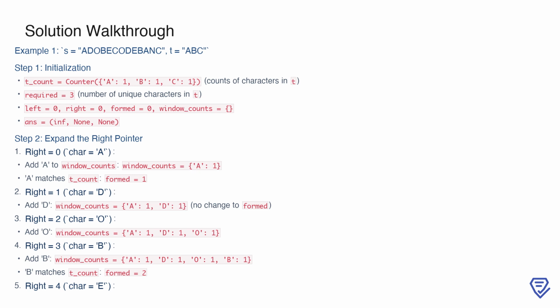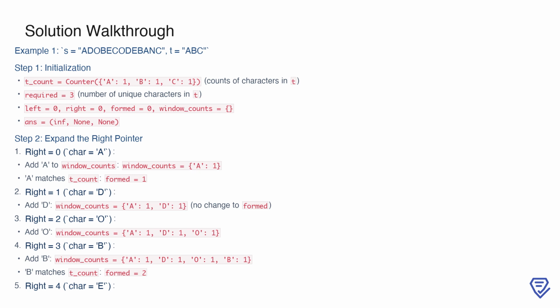We start by looking at the example where S is ADOBECODEBANC and T is ABC. First, we initialize all the variables we need for the sliding window approach. The T_count variable is a counter that keeps track of the frequency of each character in T. Since T contains an A, B, and C, each with a frequency of 1, T_count is A1, B1, C1.